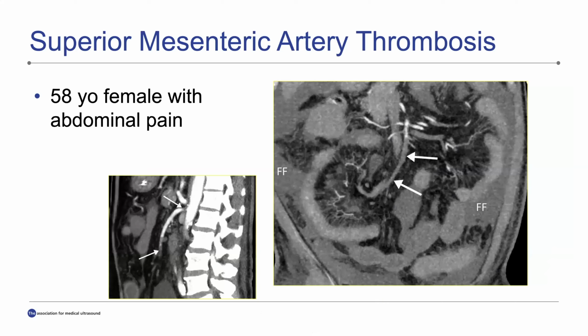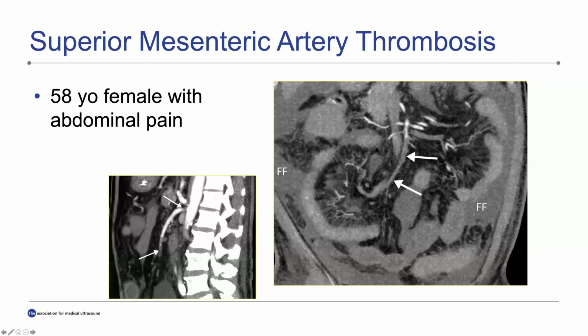Here's another example. This is a 58-year-old female presenting with abdominal pain. And again, what we're seeing here is thrombus in the superior mesenteric artery. Again, this is a sagittal view. There's the spine, obviously. This is the abdominal aorta. Here's the celiac artery. This is the superior mesenteric artery. And now you can see the absence of contrast because here's thrombosis of the SMA.